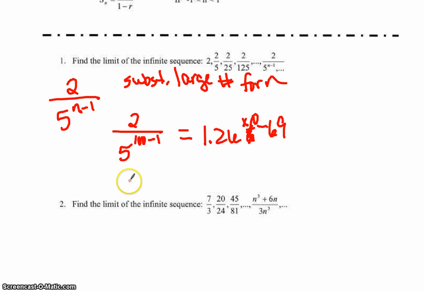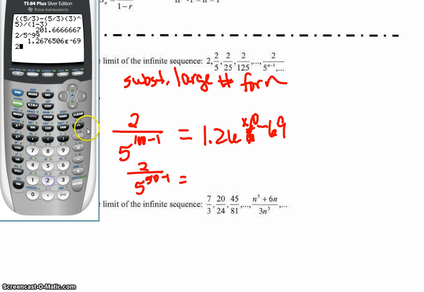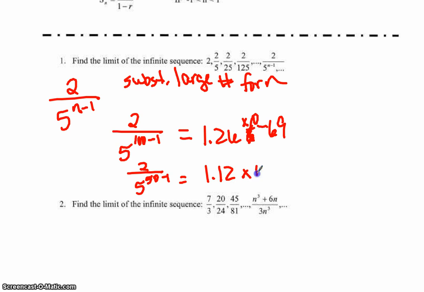If you did it again with another number, 2 over 5 to the, let's say 50 minus 1, okay? So it would be 2 divided by 5 caret, and it'd be 49 this time. Okay, and we get 1.12 e to the negative 34, or 1.12 times 10 to the negative 34. You got to think about what times 10 to the negative big numbers means. This means that this is getting really close to 0, but it's not touching it, okay?